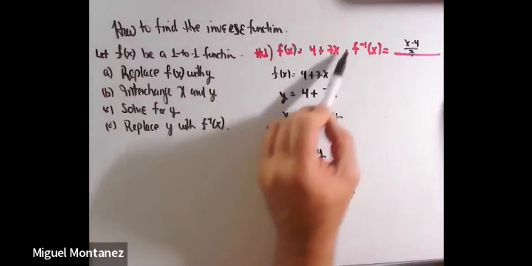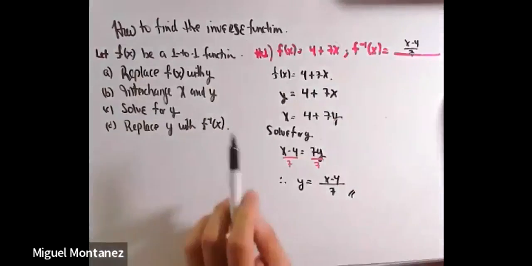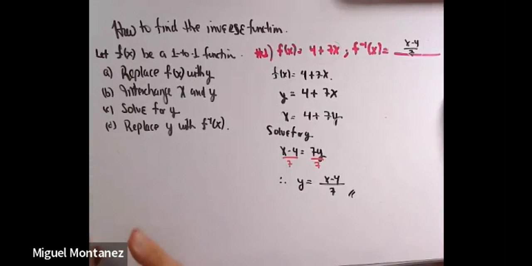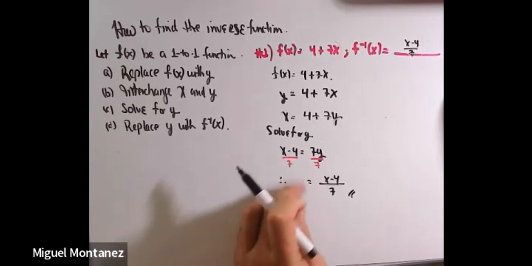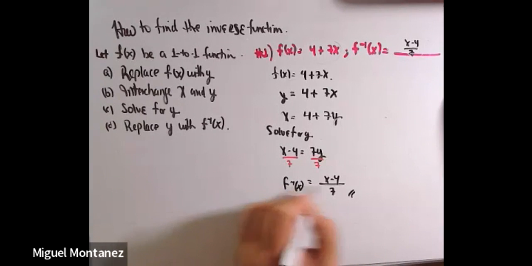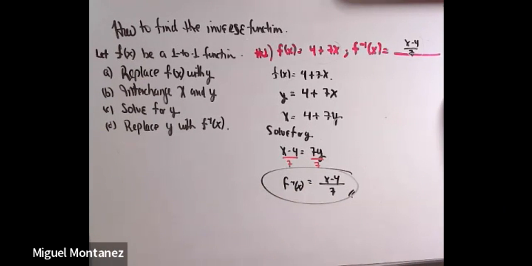If you do the composite of this and this one, the answer better be x. If you plug in this guy inside here, the answer will also be x. So this is my inverse function, x minus 4 over 7, done. Let's try another example.